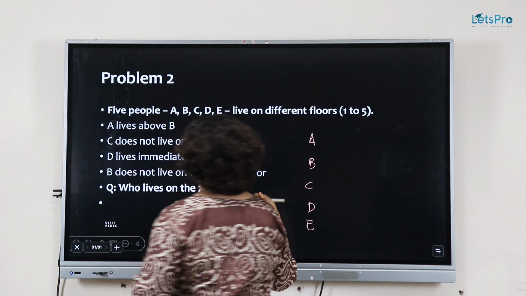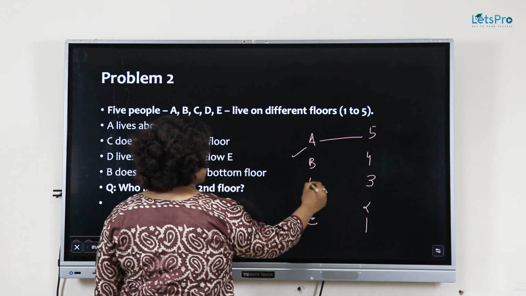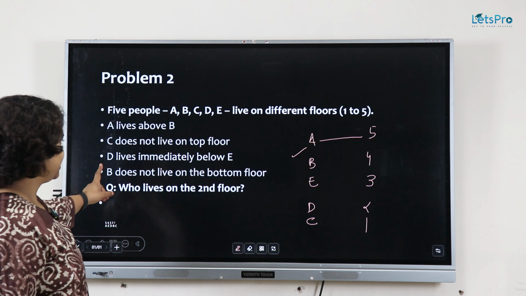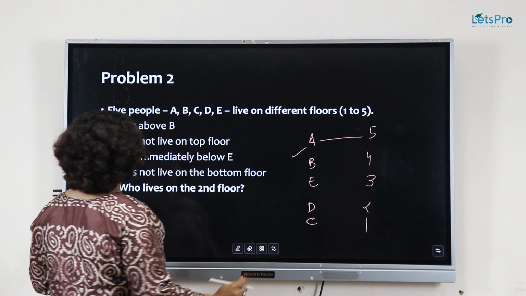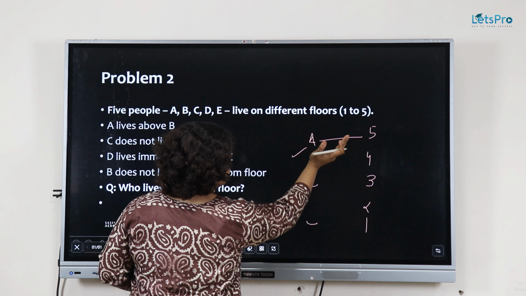A lives above B. So A lives above B, here it is correct. C does not live on top floor. So this is not a top floor, which means it is right. D lives immediately below E. So D is supposed to be living below E. So C is not in the top floor, so we have to change. Let's position C here. Let's position E here. So D lives immediately below E. A lives above B. So can I position this somewhere like this?